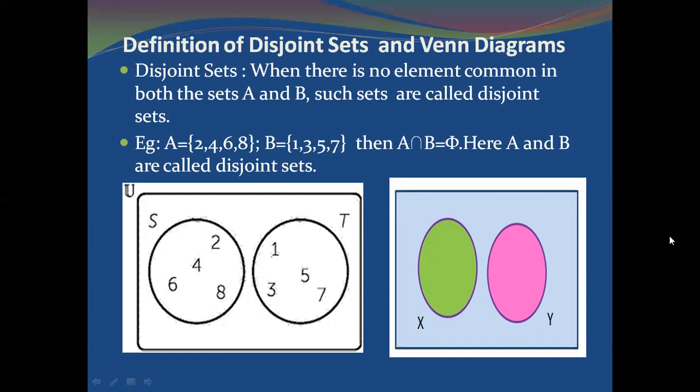You can see the Venn diagram here. In the universal set, set S contains the elements 2, 4, 6, 8, and the second set T contains the elements 1, 3, 5, 7. There is nothing in common, so both are not joined and are drawn separately. You see the other picture there. You have two sets, one containing X and the other Y. One is green in color, the other is pink in color. There is nothing common in both the colors, so they are both disjoint sets.